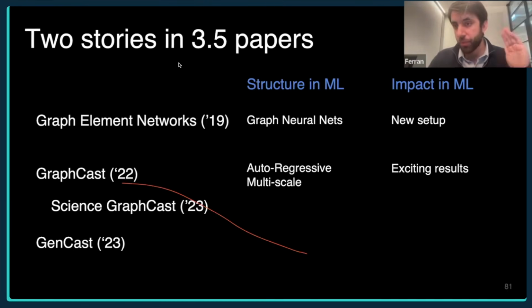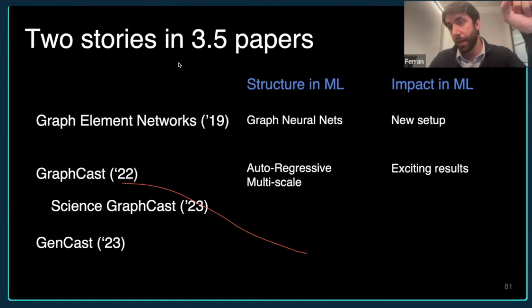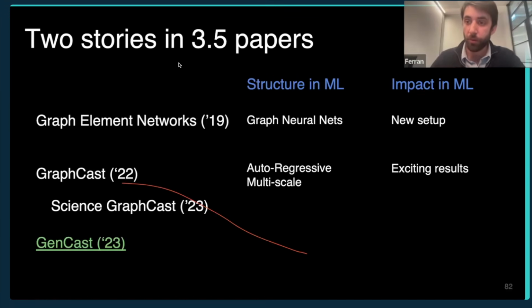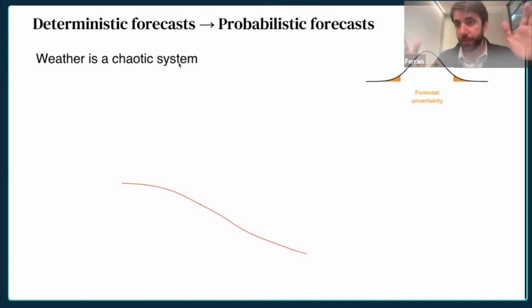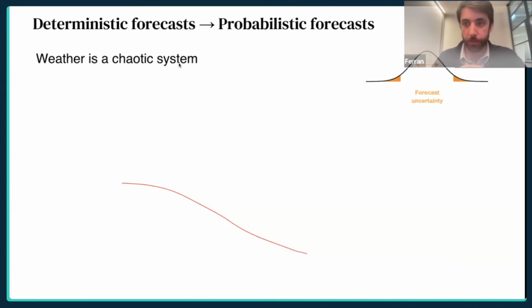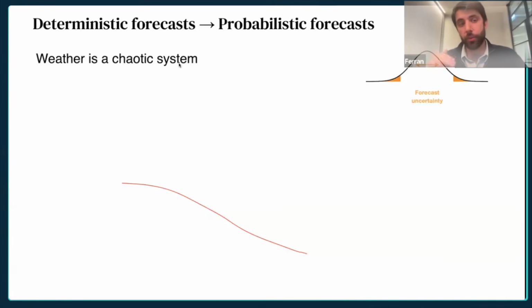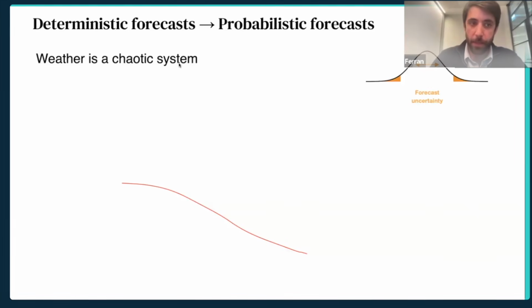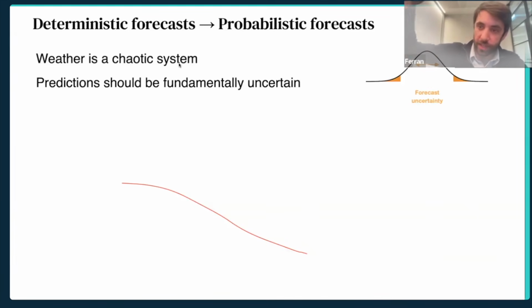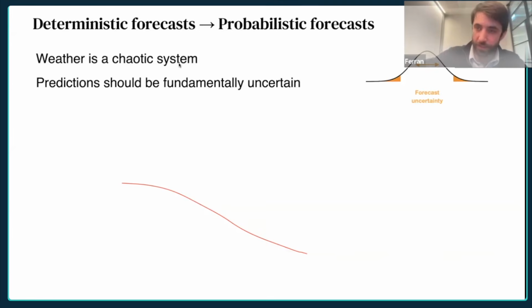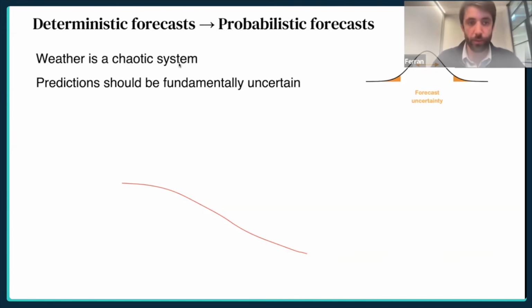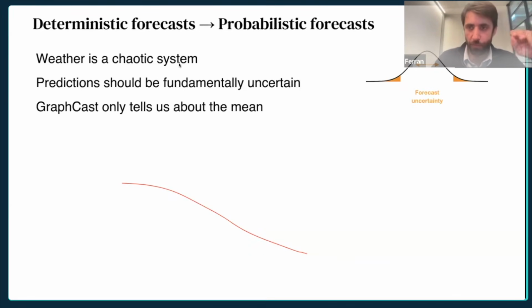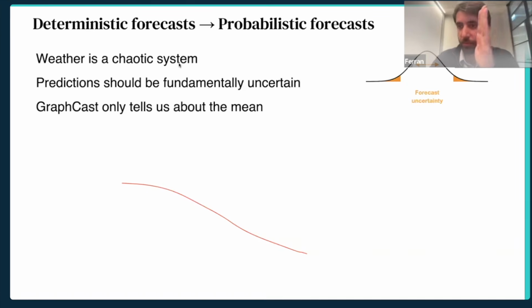At the same time, this was only deterministic weather, so only making a single prediction. What if we want to predict probability distributions? And that's what we've explored recently. As you know, it's a chaotic system. So we've all heard of the butterfly effect. So maybe you can predict the weather quite accurately 6 hours in advance. But if it's like 6 days ahead or maybe 20 days ahead, really it's impossible to predict the weather accurately. So it's fundamentally uncertain. And as I was saying, GraphCast only tells us the mean of the distribution, but not the uncertainty around it.